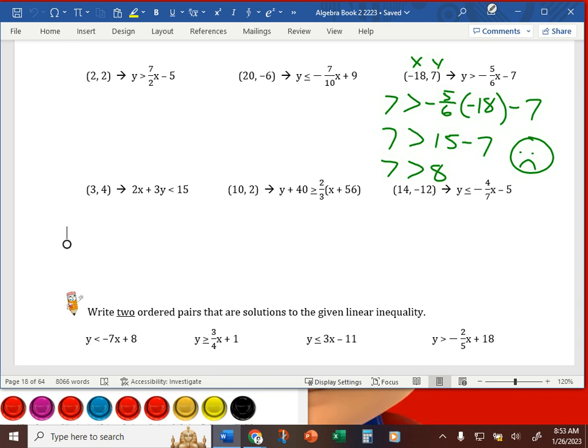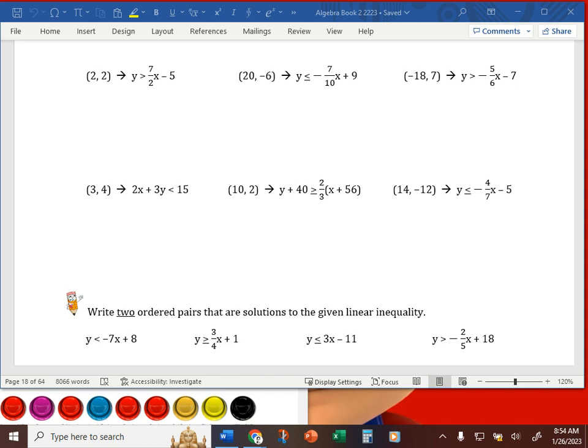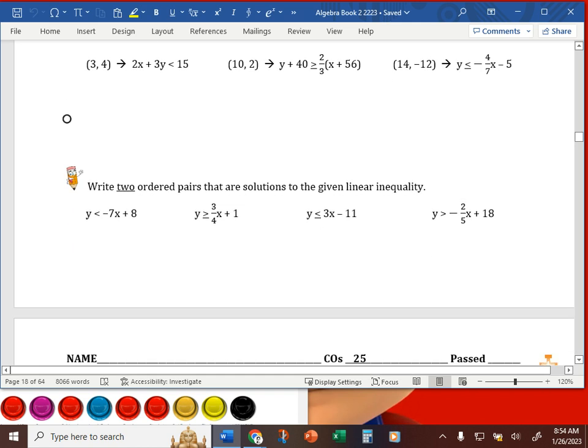Okay. For the bottom section, it's a little bit different. So I guess when Paul asked if we're doing this for the whole page, I should have said no, not exactly. But here it says, write 2 ordered pairs that are solutions to the given linear inequality. So y is less than negative 7x plus 8. Your ordered pair can be anything. There are a lot of different solutions. In fact, an infinite number of solutions you could write.